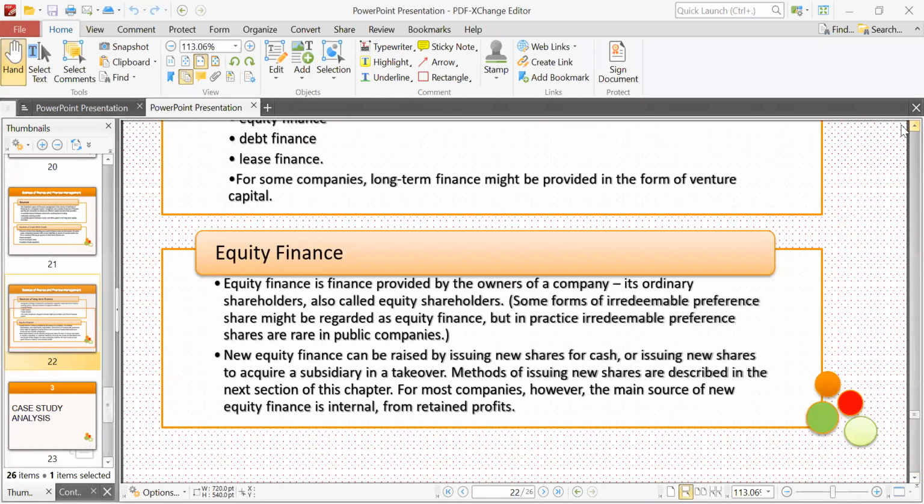Equity finance. What is equity finance? I hope you all know what equity finance is. It's finance provided by the owners of a company, its ordinary shareholders or its equity shareholders. You can raise new equity finance by issuing new shares.